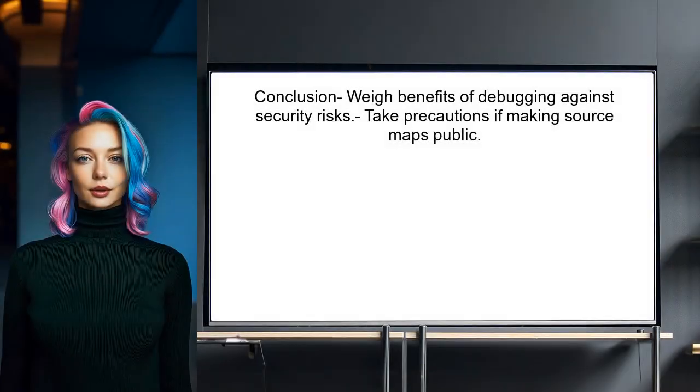In conclusion, while making source maps public can aid in debugging, the user should weigh the benefits against the potential security risks and take appropriate precautions.